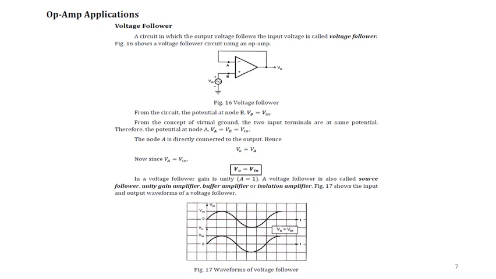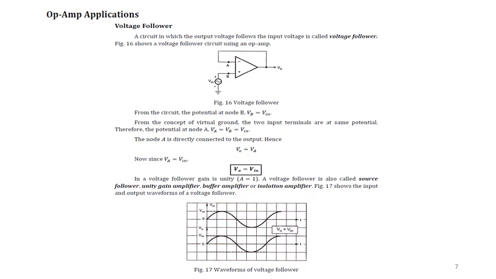The first application of an op-amp is voltage follower. As the name itself indicates, the voltage follower means here output follows the input. Output and input voltages are equal in magnitude. The circuit in which the output voltage follows the input voltage is called voltage follower. The figure shows the voltage follower circuit using op-amp, and the circuit diagram is here.